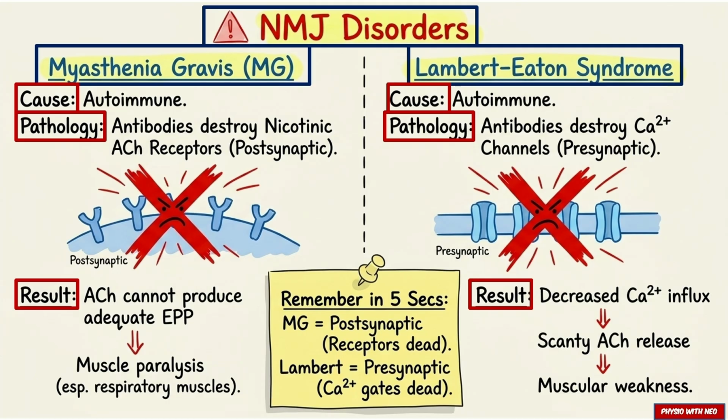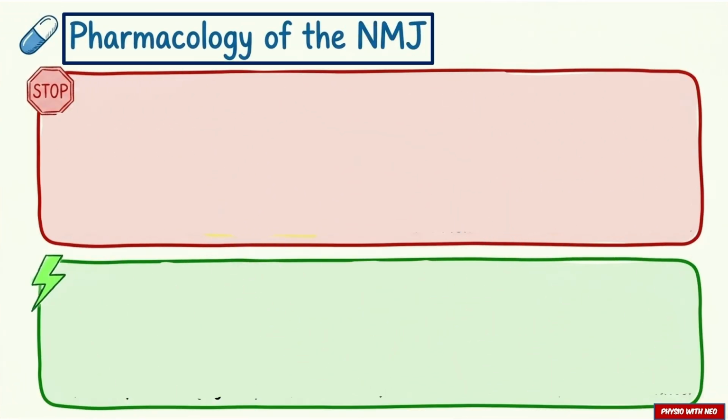I will ask you one viva question. Which disease improves temporarily with repeated muscle activity? If you answered Lambert-Eaton syndrome, you are absolutely right. Now let's revise the important drugs.